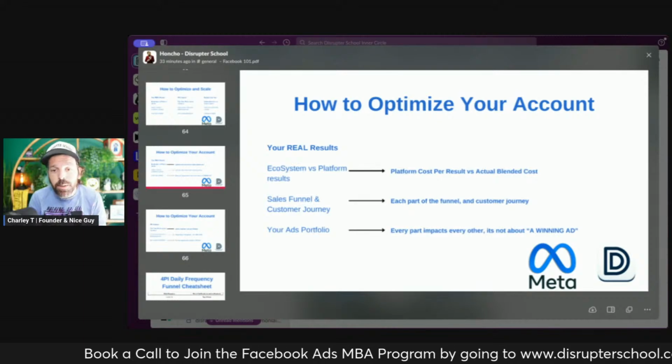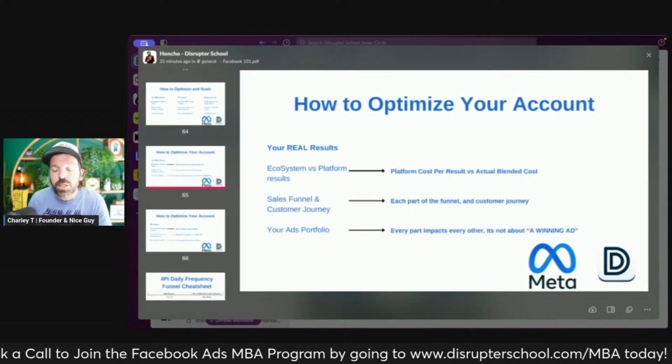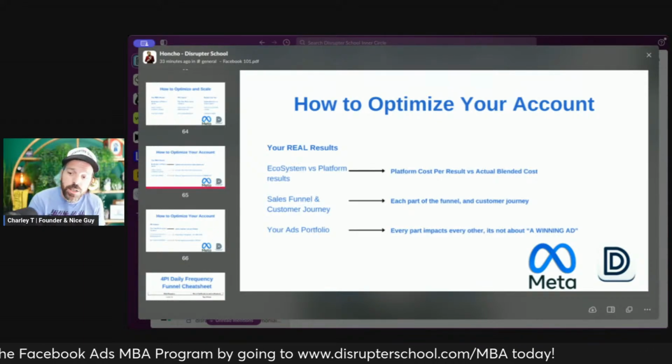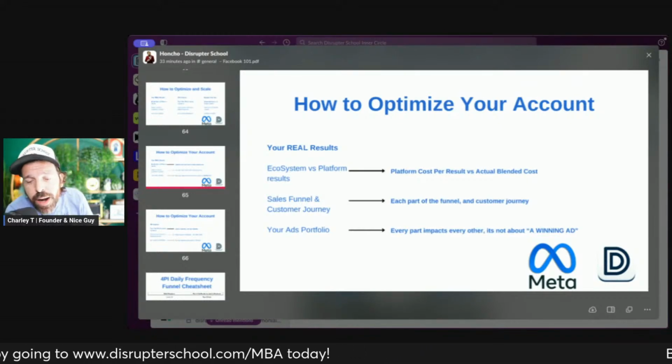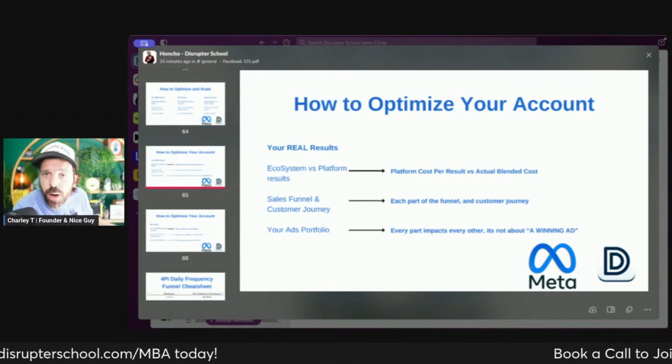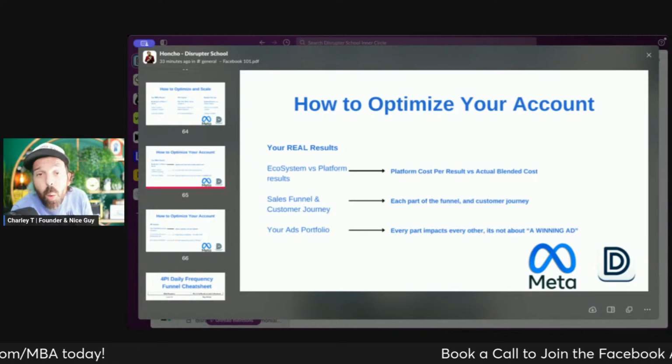This is how you optimize your account. And ultimately, that brings us to understanding your ads portfolio. Understand that every ad impacts every other ad. Every part impacts all of your others. It's not about a winning ad.